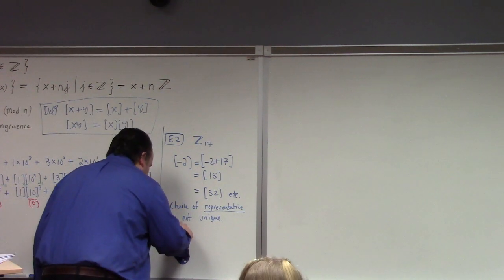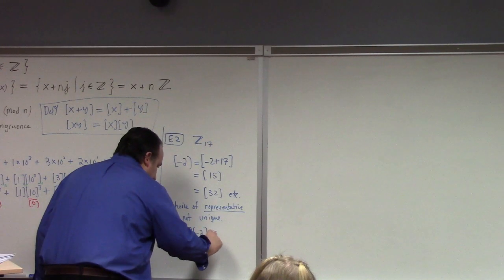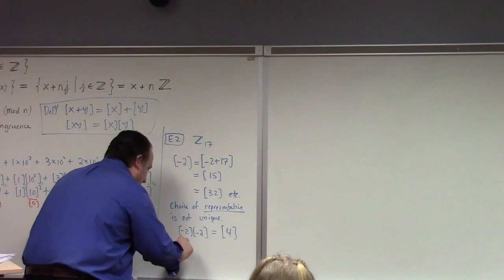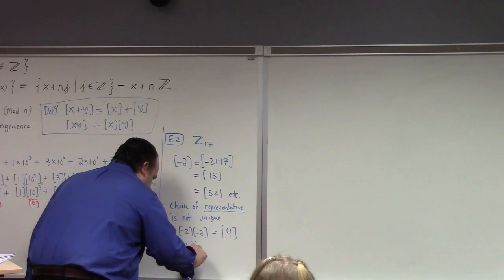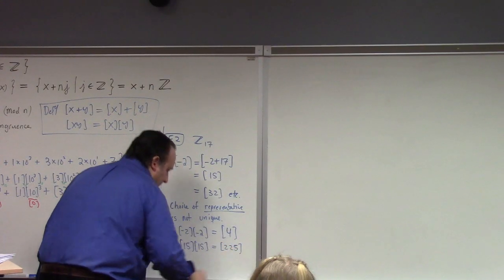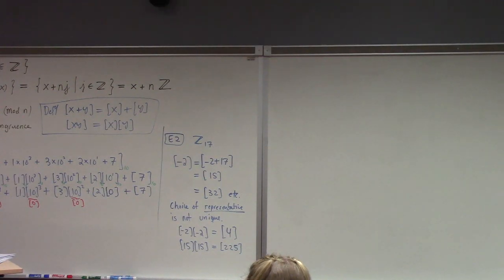And, you know, it matters too, because what if I do -2 times -2 mod 17? How's that go? Well, it's easy enough to see that this would be 4, right? But what if I had instead used 15? 15 times 15 is 225, yeah? Is the equivalence class represented by 4 equal to the equivalence class represented by 225? I mean, I sure hope so. Otherwise, this multiplication's not well defined, right? If we could get different results by using different representatives, we'd be in trouble, yeah?